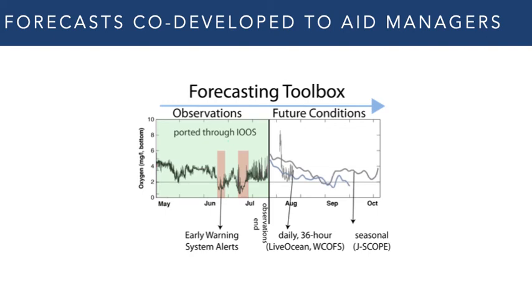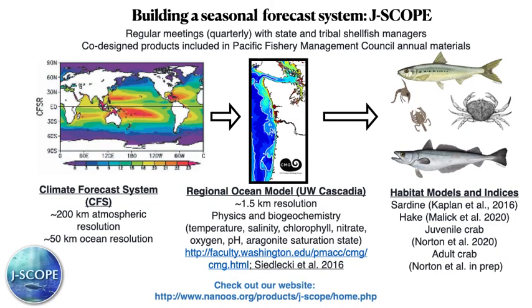We also provide a series of forecasts, one that is shorter term called LiveOcean, which is just 36 hours, and a seasonal one called J-SCOPE, which provides a longer outlook. For the seasonal forecast system J-SCOPE, we regularly meet quarterly with the state and tribal shellfish managers and have co-designed products that are now included in the Pacific Fishery Management Council annual materials. You can check out more about us on the NANOOS website. We have forecasts for sardine, hake, juvenile crab, and adult crab soon to be populated there.